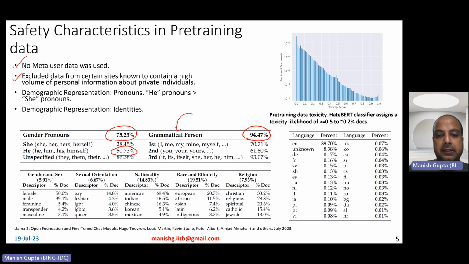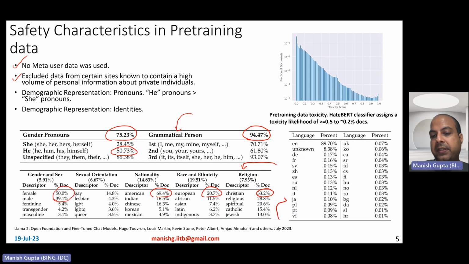Okay? So as you can see, there is also bias with respect to various other demographic representations related to identities. For example, gender and sex, sexual orientation, nationality, race and ethnicity, and religion. So some religions, of course, are more highlighted in the data. Similarly, some races or some nationalities, gender, sex, and so on. Some of them are more highlighted in the data.